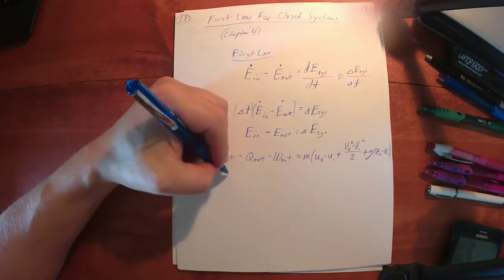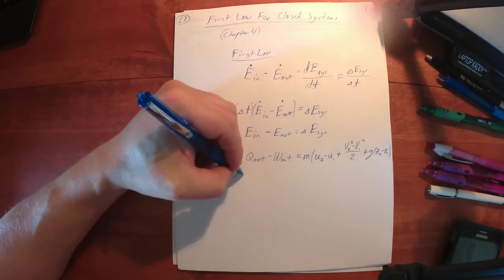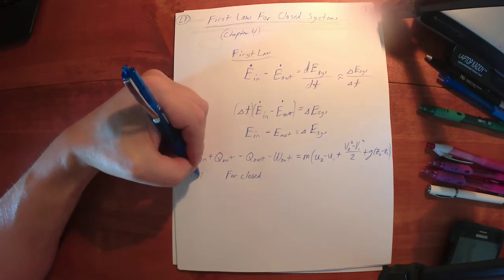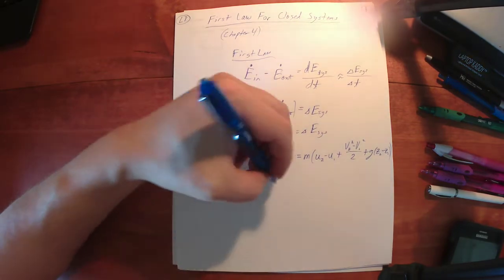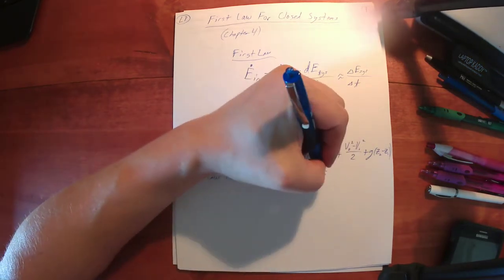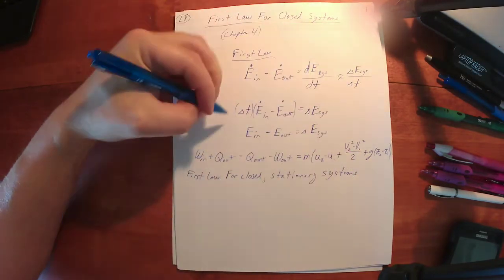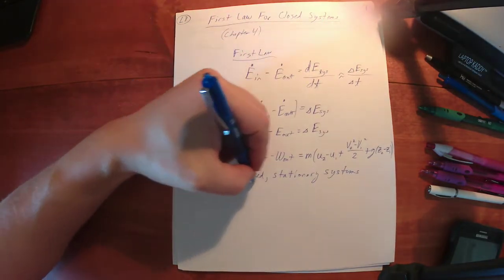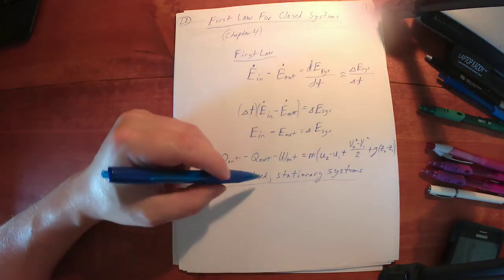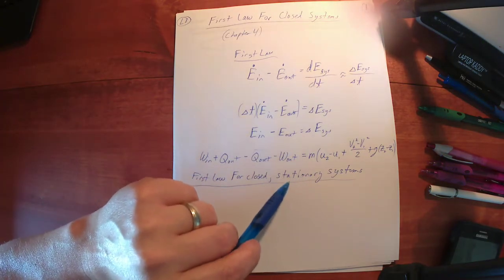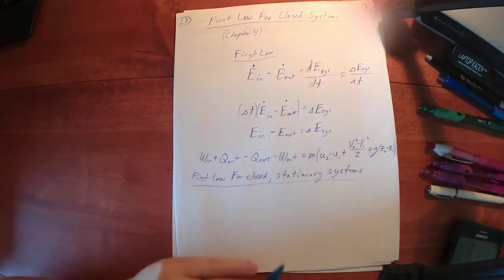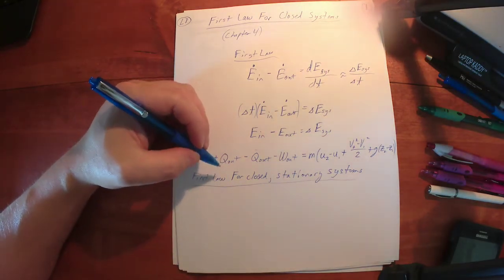Now, what we will often do, so this would be first law, let's add this out here, first law for closed stationary systems. All right, so this is first law for closed systems, what I have here. Now if I say first law for closed stationary, adding a second adjective here, adding stationary to systems as well. So closed and stationary systems, two adjectives there. That's adding an additional assumption.